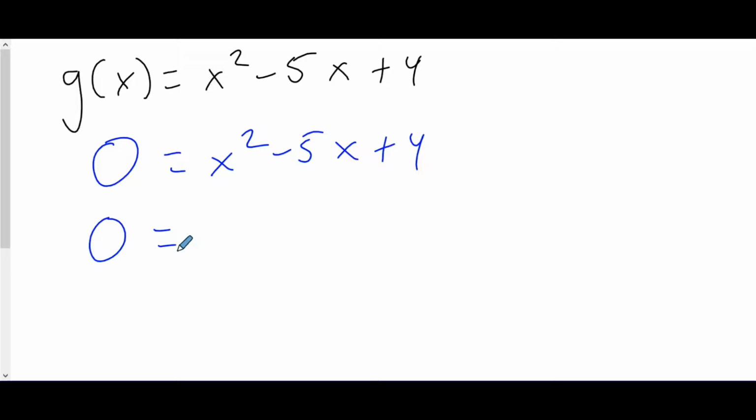Not this time. So this is a trinomial with an x squared in the front, so I know that I need x's in the front, and I need to find two numbers that would multiply to 4 and add to negative 5. So I know that's going to be two negative numbers, specifically negative 1 and negative 4. Set your factors equal to 0.